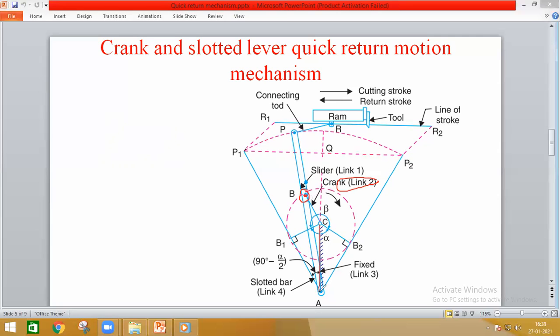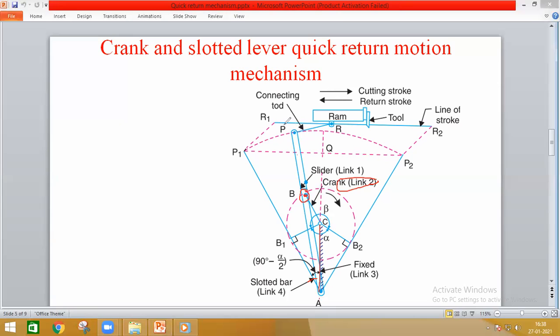Link number three is the fixed link. For any mechanism, there must be one fixed link, so that the links will have relative motion. And link number four is the slotted lever or the slotted bar, which has a central slot. Inside the central slot the crank pin is fitted. This is the slotted bar AP. Here we have the connecting rod, which is used to connect the slotted bar with the cutting tool or the ram.